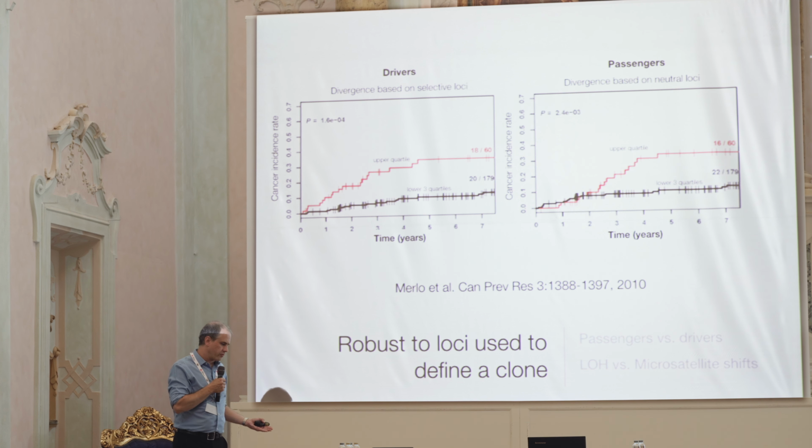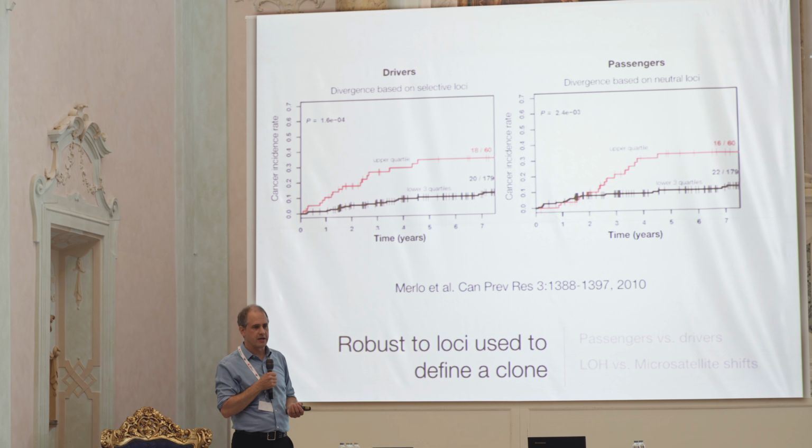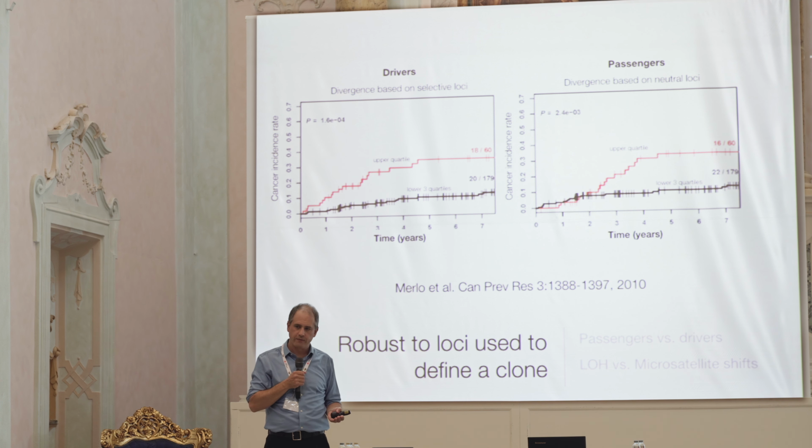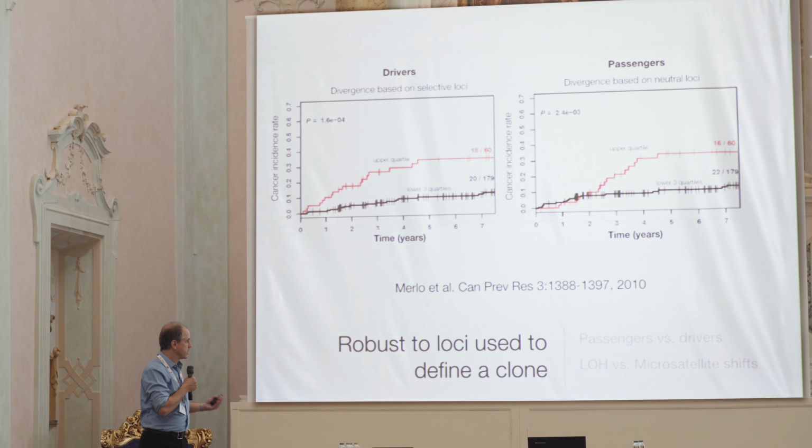Some of those microsatellites show you lesions in P53 or P16, these tumor suppressor genes. So you could ask, well, what if you only define diversity based on driver genes? That's predictive. But if you define diversity entirely on neutral loci, that's also predictive. So measurements of diversity or intra-tumor heterogeneity are actually relatively robust to how you do it.